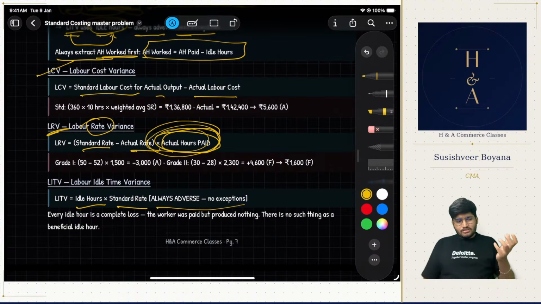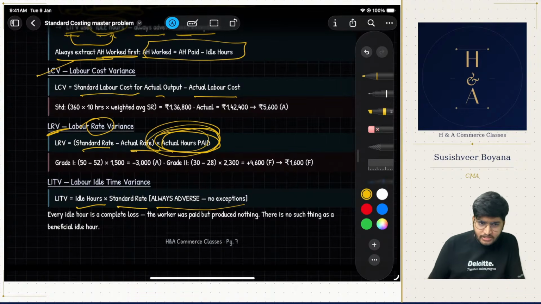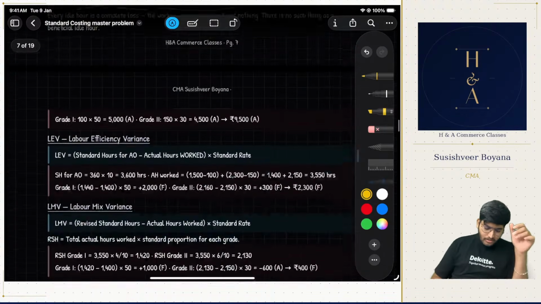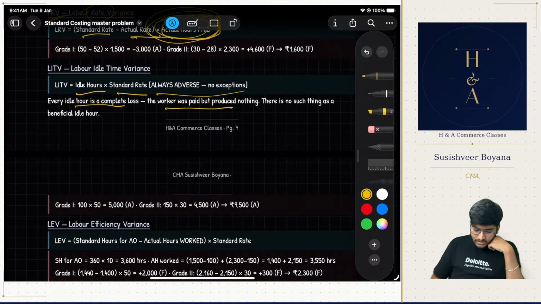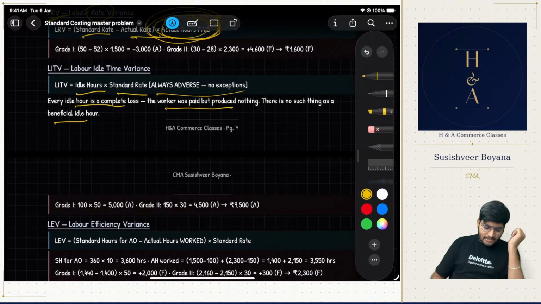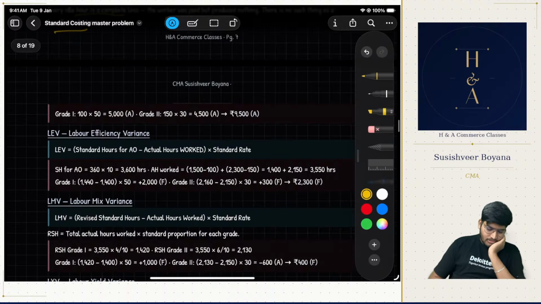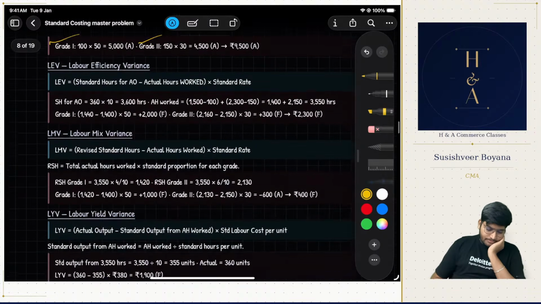If the employee is not working, would it ever be favorable for the company? No. So any cost that is going because of it is always going to be an adverse that the company has to bear. Idle time is a complete loss. The worker is paid for producing nothing, but there is no such thing as a beneficial idle hour. Just by him sitting and not running the plant, we are not going to get anything out of it. So grade 1 and grade 2 calculations are done.